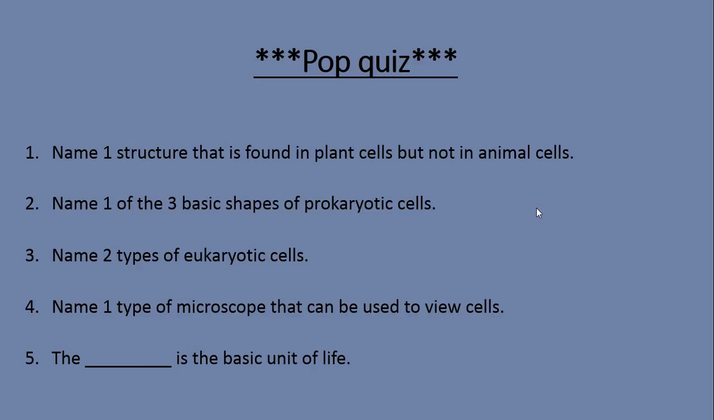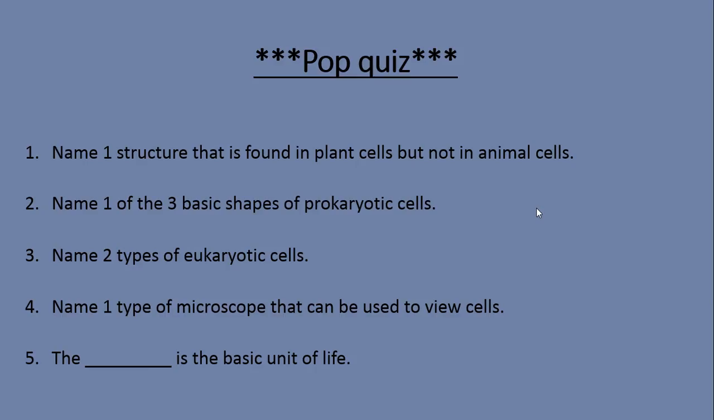And judging by the information that we've covered, all of these questions should be easily answered. Name one structure that is found in plant cells but not in animal cells. One structure that is found is chloroplast. Okay, name one of the three basic shapes of prokaryotic cells. There are three different basic shapes for prokaryotic cells. Those are the cocci, or spherical shape, bacilli, or bacillus, rods, that's all the same thing, and the spirilla, or spiral shape.